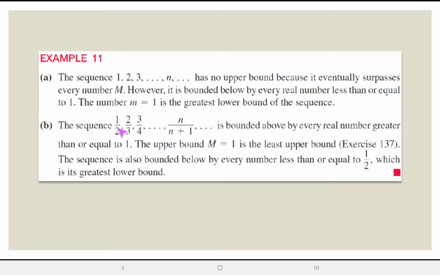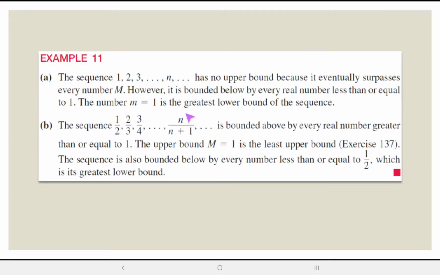This one is, meron siyang upper bound. Okay? So 1/2, 2/3, 3/4. Okay? So ang upper bound niya ay no matter how far we go, yung denominator natin ay mas malaki pa rin ng isa kaysa sa numerator natin. Let me say that again. Yung denominator natin ay mas malaki kaysa sa numerator natin. So never siya mag-exceed ng 1, which means that an upper bound is m equal to 1 and it is the least upper bound.